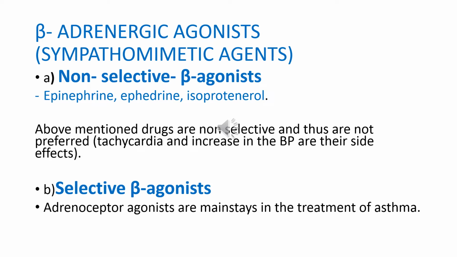Beta-adrenergic agonists. There are non-selective beta-agonists: epinephrine, ephedrine, isoproterenol. The above-mentioned drugs are non-selective and thus are not preferred. Tachycardia and increase in blood pressure are their side effects. Selective beta-2 adrenoreceptor agonists are mainstays in the treatment of asthma.